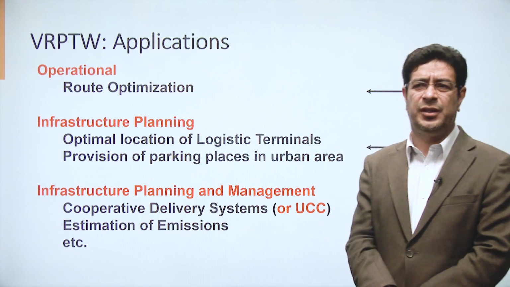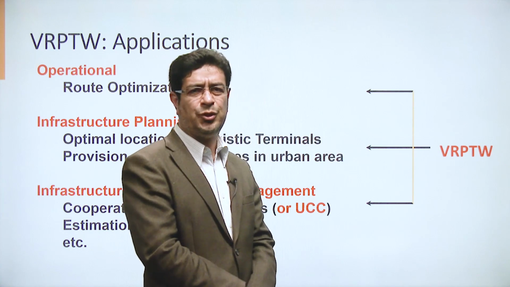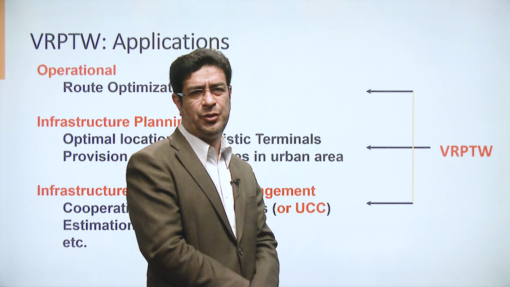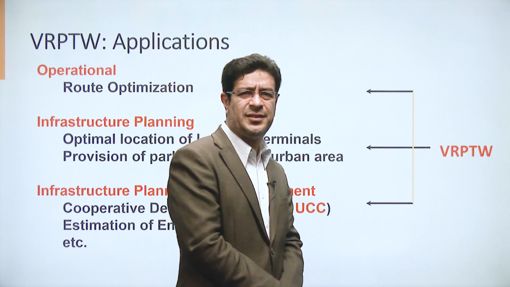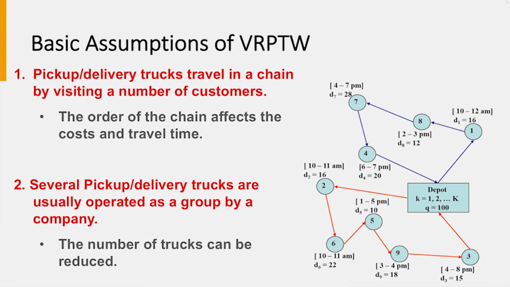The routing cost model is a very important tool as it is often used to evaluate impacts of many other city logistics schemes. Therefore, let's discuss a little bit more about it. It is based on two basic assumptions. First, in city logistics, trucks deliver goods to many customers in a single route, where the visiting order determines the travel cost. Secondly, it is possible to reduce the number of vehicles, such as when they are operated by a single company.